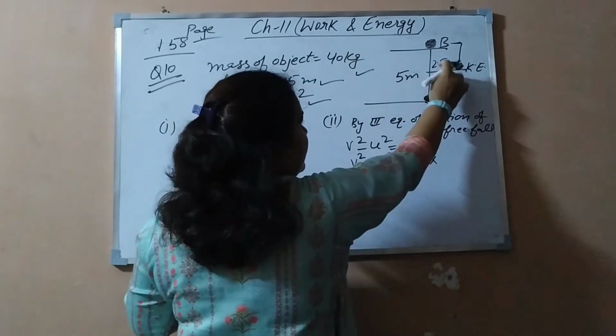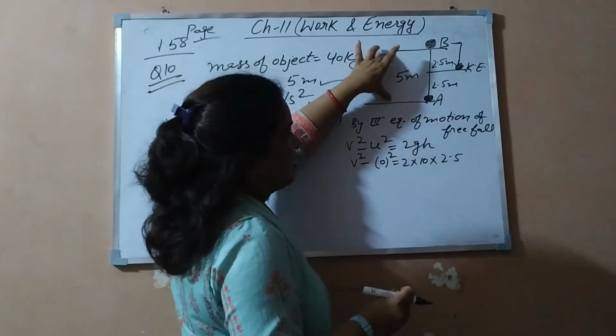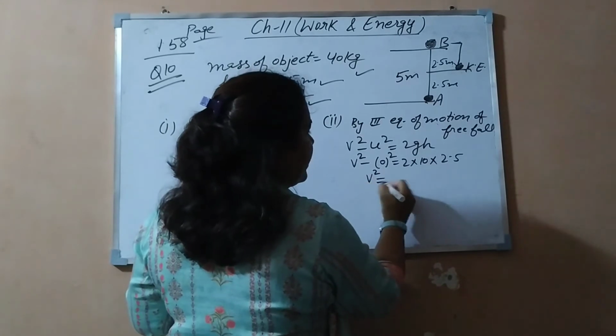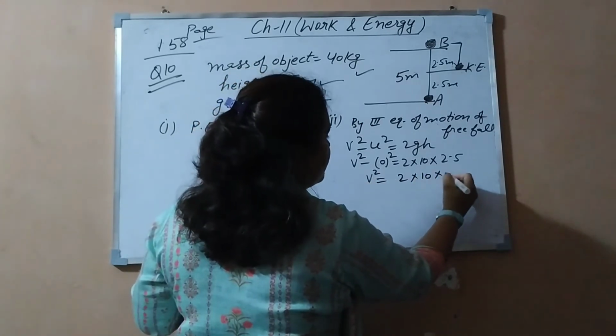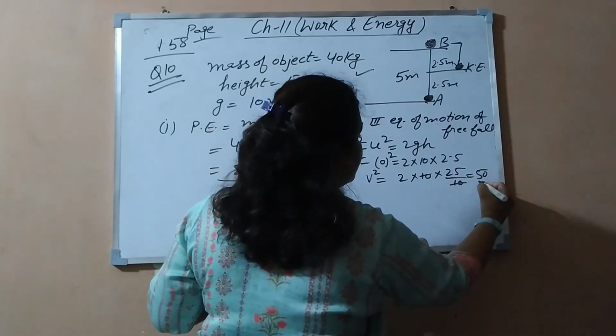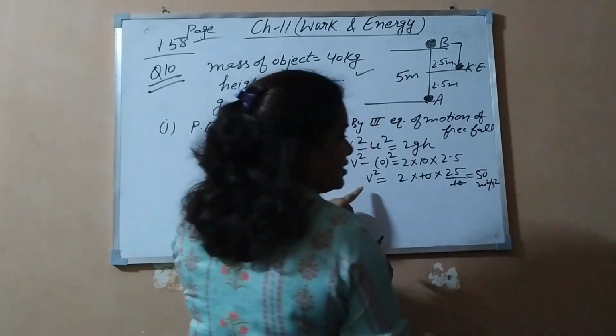And what is the halfway down height? 2.5, because the total height is 5 meter. So what will be the height halfway? 2.5. So you will get V square value 2 into 10 into 2.5, decimal removed. So we have got V square is 50, and the unit is meter square per second square.